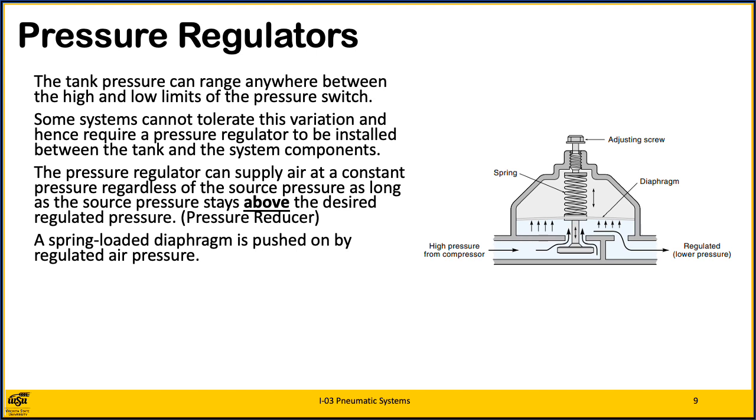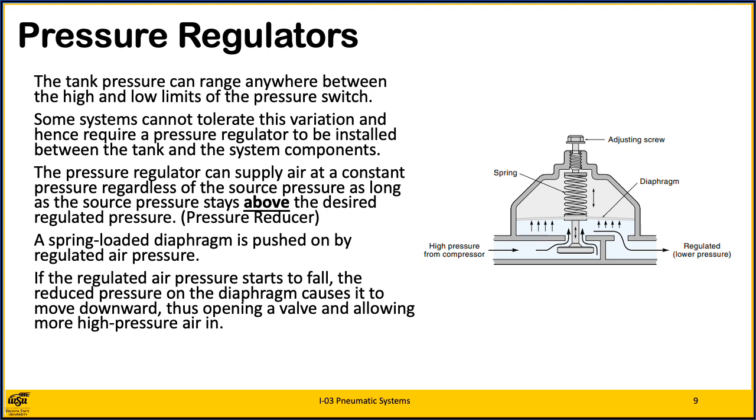A spring-loaded diaphragm is pushed on by regulated air pressure. If the regulated air pressure starts to fall, the reduced pressure on the diaphragm causes it to move downwards, thus opening a valve and allowing more high pressure in.